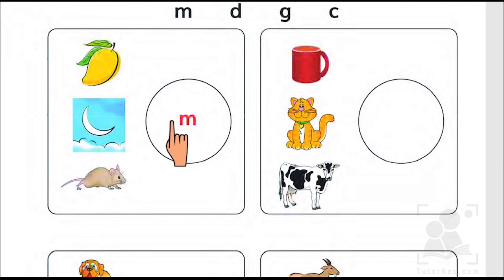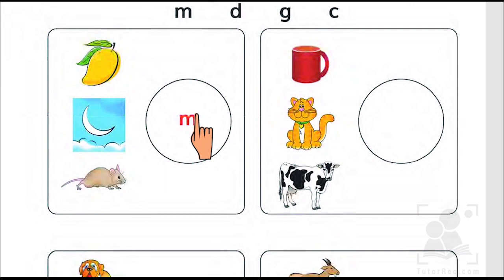The first box has been done for you. So let's have a look. Mango, moon, mouse. Yes kids, you are right. All these three words start with the letter M. So we have to write M over here. Similarly, we have to complete each box.